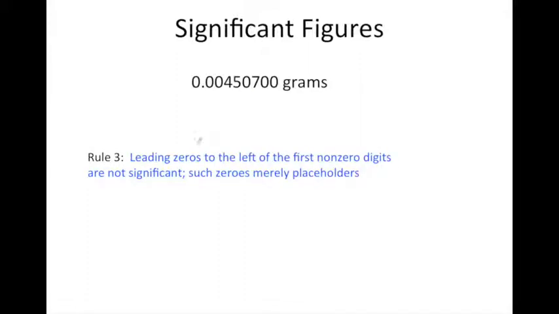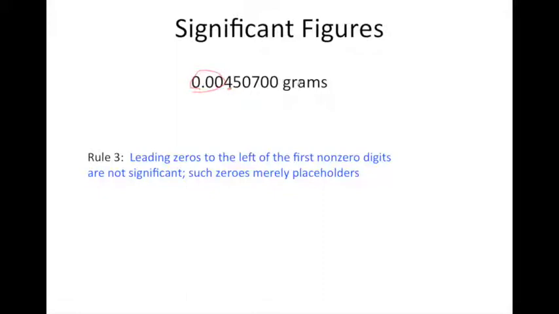Our third rule dealing with zeros: leading zeros to the left of the first non-zero digit are not significant. These zeros are merely placeholders. So leading zeros to the left of the first non-zero, so here's our first non-zero digit. So we're talking about these zeros, leading zeros over here. These are not considered significant, they're just placeholders. They're not part of the measurement.